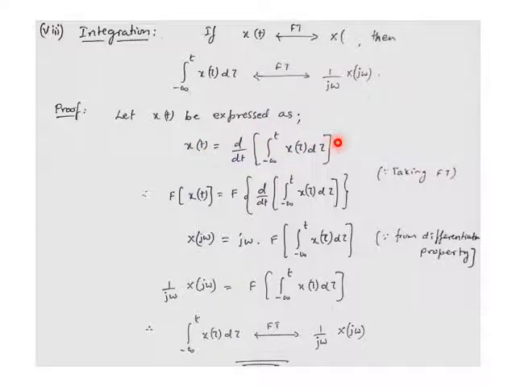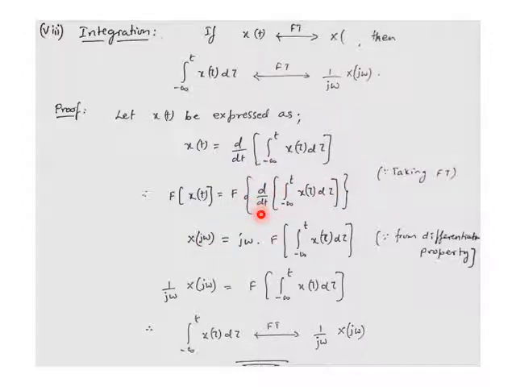So what we are going to do is take the Fourier transform for both sides, the right hand and left hand side. So the Fourier transform of x of t, and the Fourier transform of d by dt of the integration from minus infinity to t of x of tau d tau. The Fourier transform of x of t is directly x of j omega. Now the Fourier transform of differentiation.